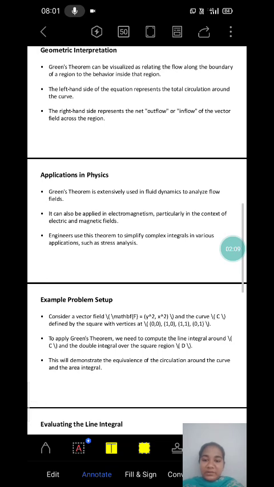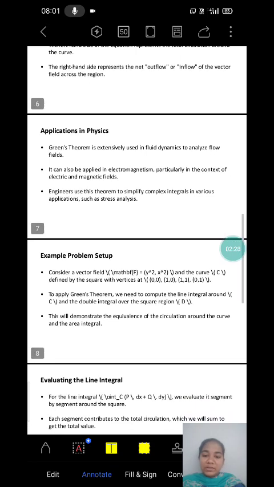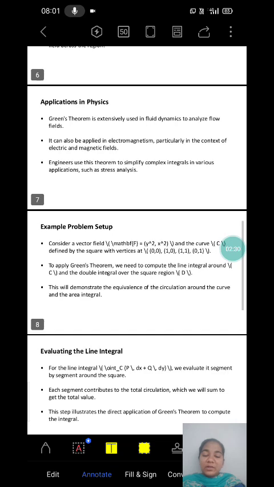Applications in physics. Green's theorem is extensively used in fluid dynamics to analyze flow fields. It can also be applied in electromagnetism, particularly in the context of electric and magnetic fields. Engineers use this theorem to simplify complex integrals in various applications such as stress analysis.